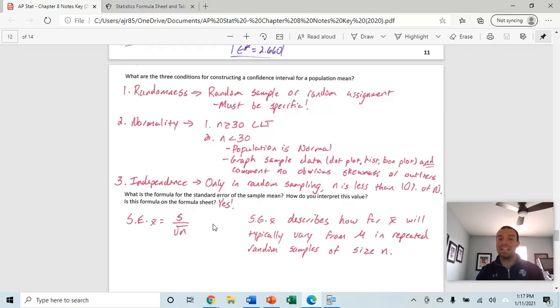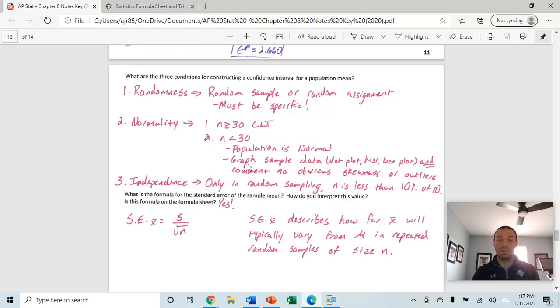However, there are some slight differences in how we check them, mainly with your normality condition, which we would have seen in the past. The randomness condition is either going to be a random sample or random assignment, and we must be specific about whether it's a random sample or random assignment. Our second condition is checking normality; we don't have the large counts condition as with proportions.